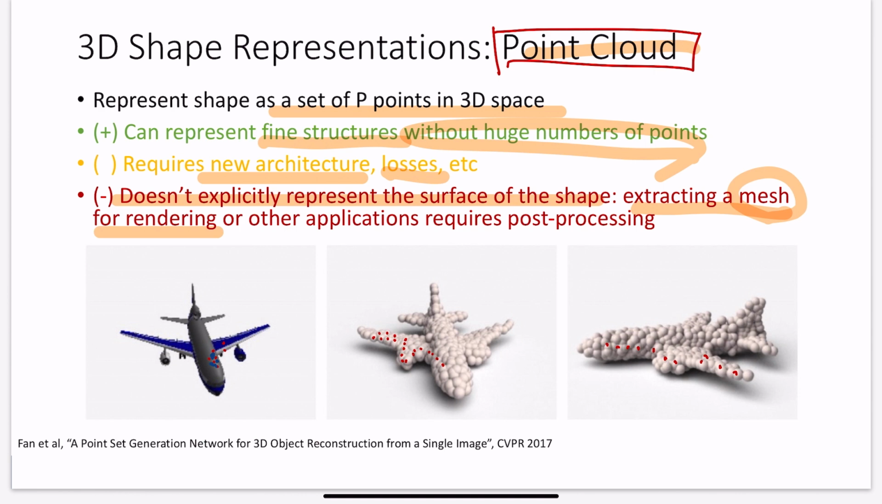The first one is that a point cloud can represent a fine structure with a huge number of points. But it requires new architecture and loss functions because this is irregular and sparse data, and it does not explicitly represent the surface of the shape. So extracting a mesh for rendering or other applications requires post processing. Anyway, we still call this a very efficient way.